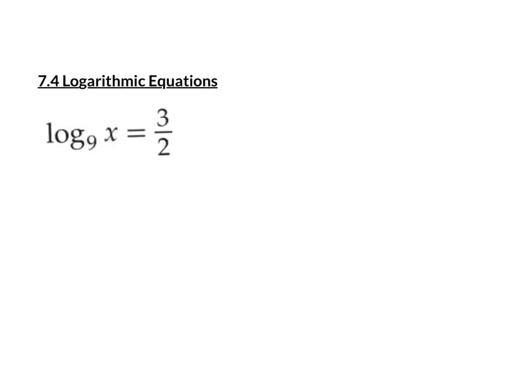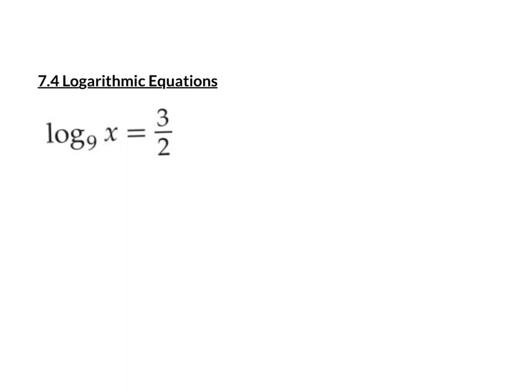So 7.4 is logarithmic equations. The other part of 7.4 is inequalities. We're not going to cover inequalities. We're just going to cover logarithmic equations. And for the most part, these are going to be pretty straightforward. Our goal is going to be to make the same log base on each side, and then you just solve for the other part. And there are also going to be ones where you rewrite and you solve for x.